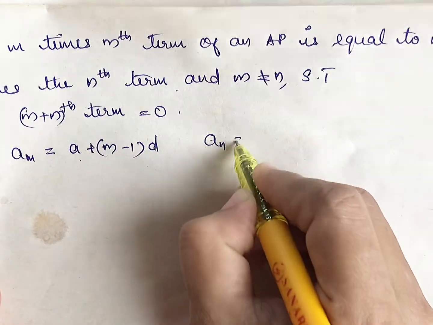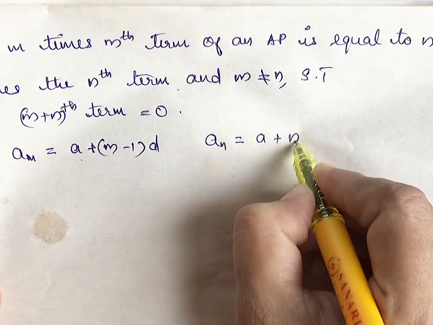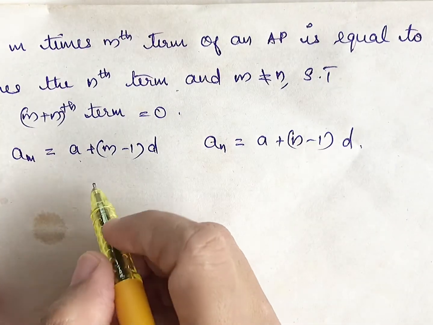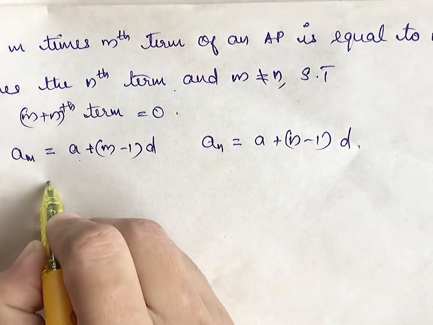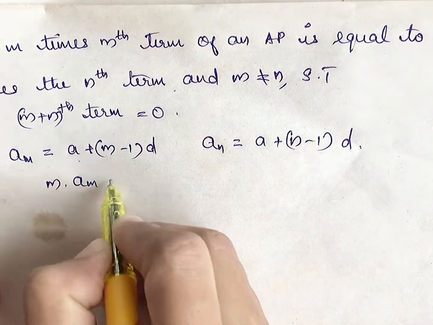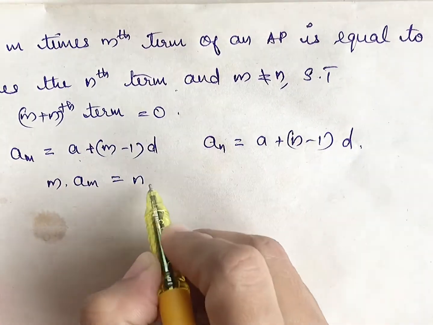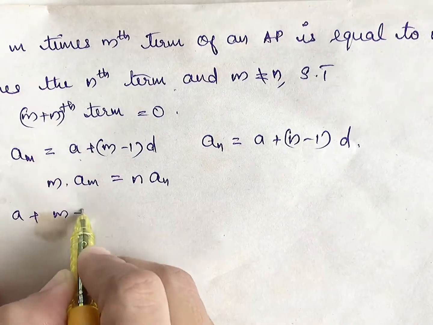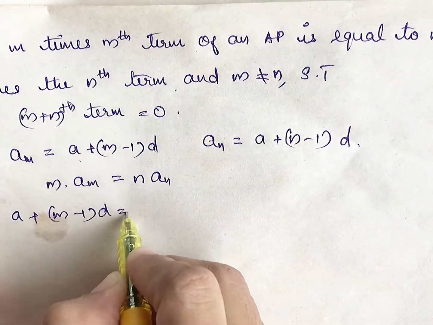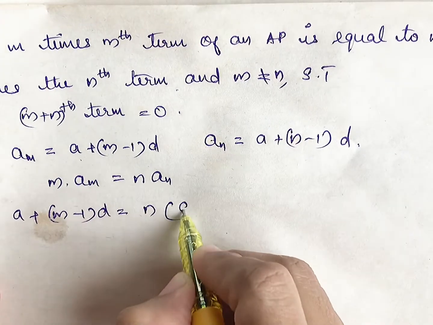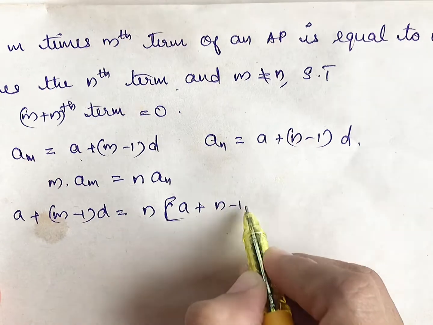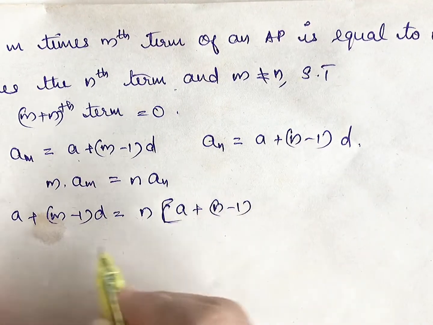Similarly, the nth term would be equal to a plus (n minus 1) into d, right? And we have said that m times the mth term is equal to n times the nth term. That is, m into (a plus (m minus 1) into d) is equal to n into (a plus (n minus 1) into d), right?